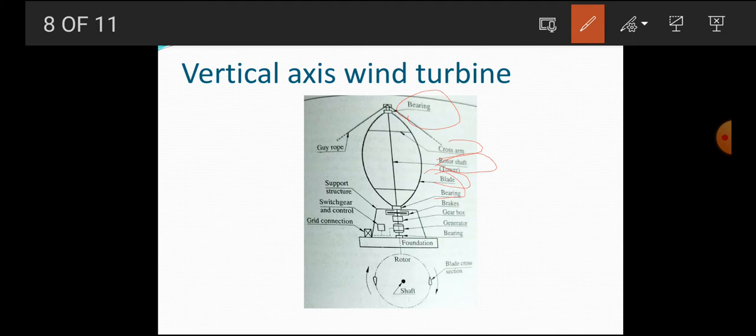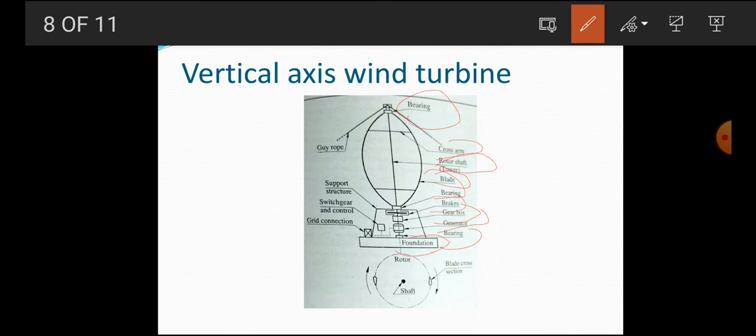Then there are brakes to stop the wind turbine. Then there's a gearbox to control the output. Then there's generator which will generate the electricity. And then there is a bearing again. And then there is foundation.